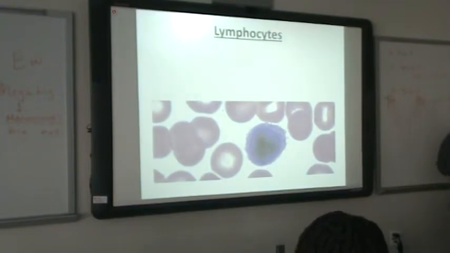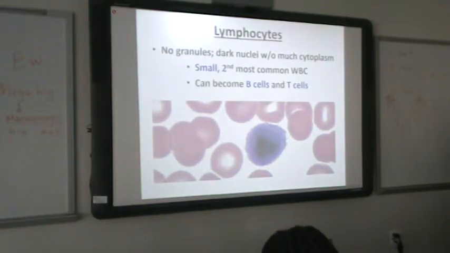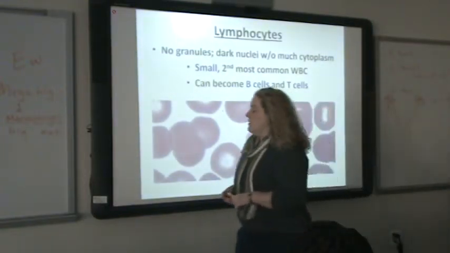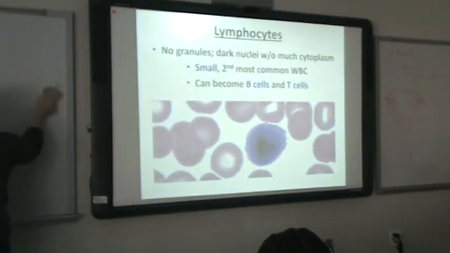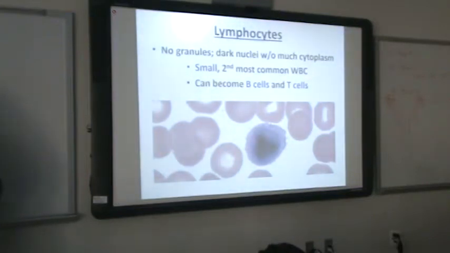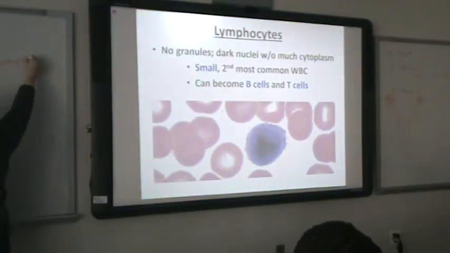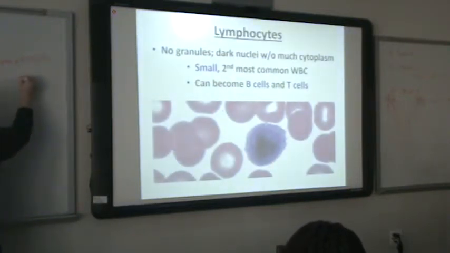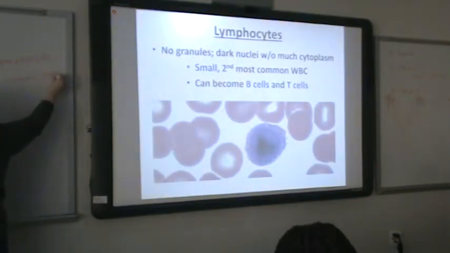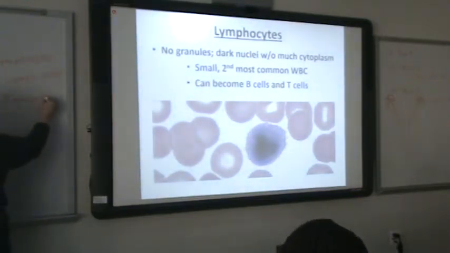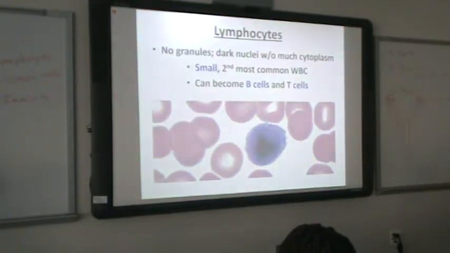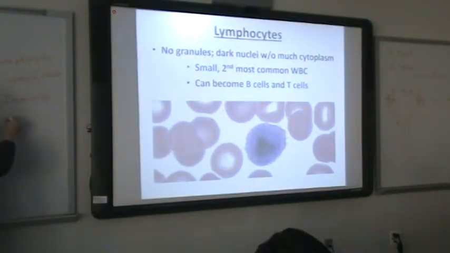And then the last one are lymphocytes. Lymphocyte, as in lymph node. Maybe that's not too helpful, but lymphocytes, you would find these in your lymph nodes when you get sick, because these are heavily involved in true immunity. Like if you're really having an immune response to something, they're involved in immunity.